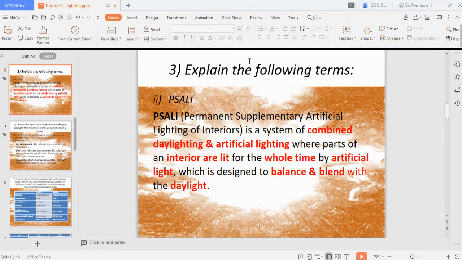Then next is the BSALI, which stands for Permanent Supplementary Artificial Lighting of Interiors. This is a system of combined daylighting and artificial lighting where parts of an interior are lit for the whole time by artificial light, which is designed to balance and blend with the daylight.